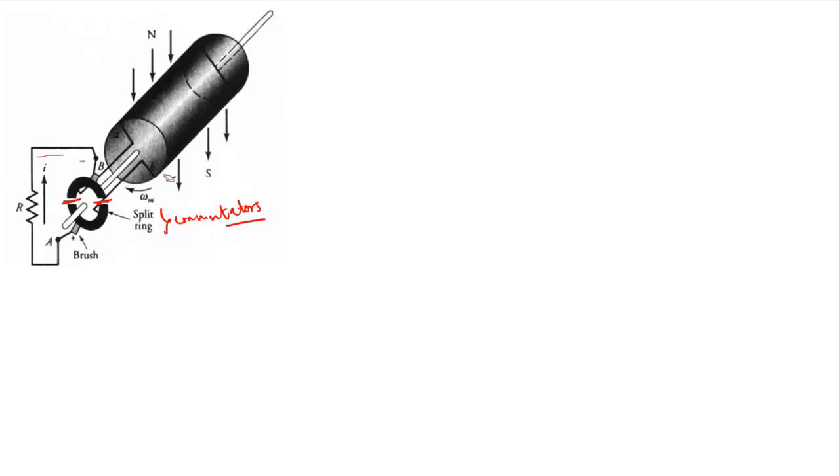So that means on your commutator segment here, the induced EMF remains constant. Here it will be positive, and here it is negative, so it will always remain constant on the commutator segment, and therefore through the brush we can extract this EMF. As this commutator moves, this will be positive in the first half cycle. Again when it moves, it will become positive in the next half cycle.